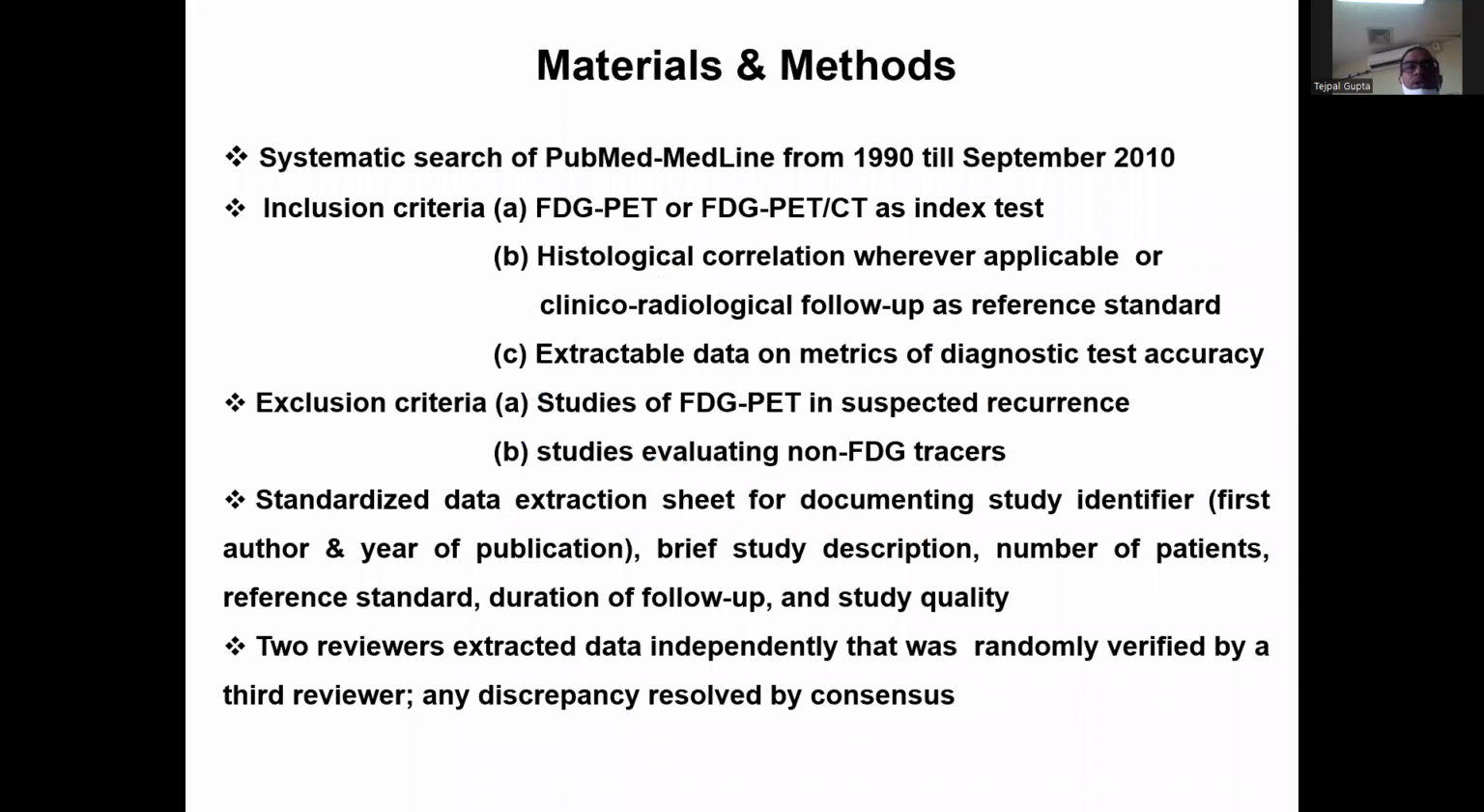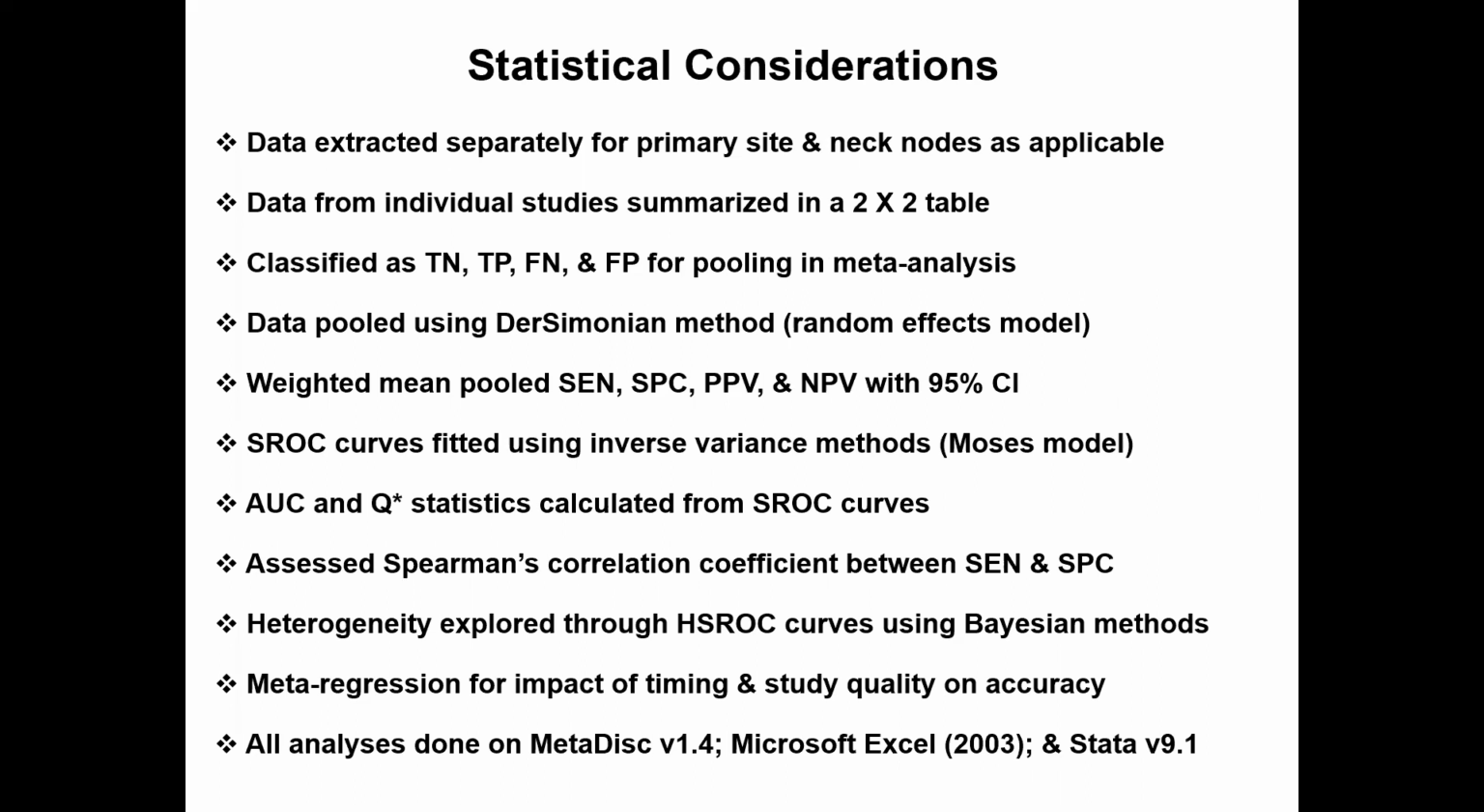So how did we do? We did a systematic search of the medical literature from 1990 till 2010. We had explicitly defined inclusion and exclusion criteria. We used a standardized data extraction sheet, and two reviewers extracted the data independently. That was randomly verified by a third reviewer, and any discrepancy was resolved by consensus. We extracted data separately for the primary site and neck nodes. Data from individual studies were summarized in a 2x2 table. They were classified as true negative, true positive, false negative, and false positive for pooling in the meta-analysis.